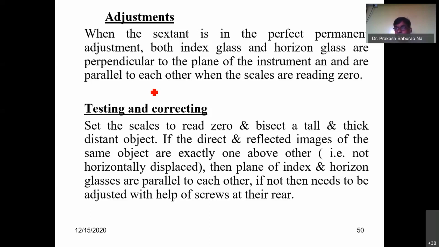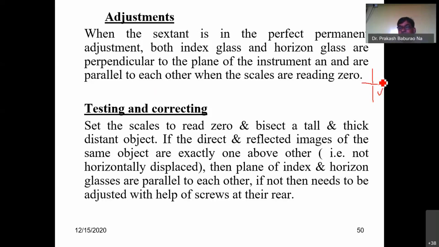You have to fix the leveling staff at any one of the station points, which are to be located on the shore side. First of all, you bisect the leveling staff on one station through the unsilvered part of the horizon glass, and observe the image of this leveling staff over station A. Again, you move the index arm in such a way that the same image of station A is reflected over the silvered part of the horizon glass, and both images coincide with each other with the help of this micrometer knob.